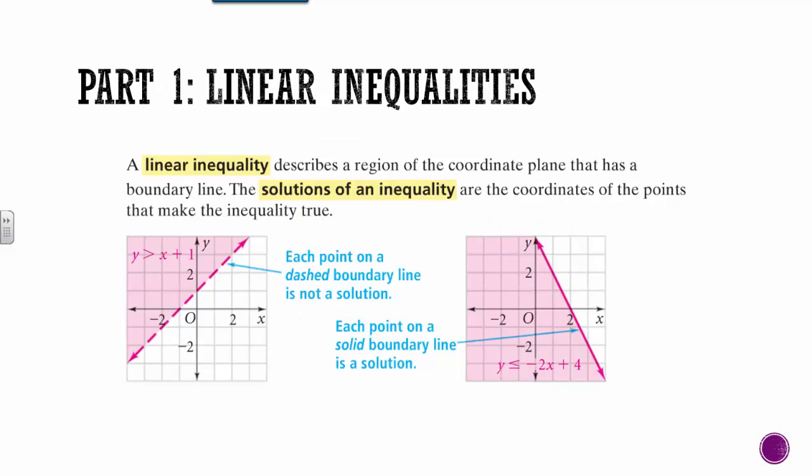This talks about the two vocab things that we did. A linear inequality describes a region of the coordinate plane that has a boundary line. The solutions are the coordinates of the points that make the inequality true. We're going to draw two different types of lines here, dashed lines and solid lines, just like we had open circles and closed circles. If you see a dashed line, a point that is on this line is not a solution. So like this point, not a solution, not a solution, not a solution. But everything over here is. If you see a solid line, all of these points on here are solutions, and they will work in the equation.